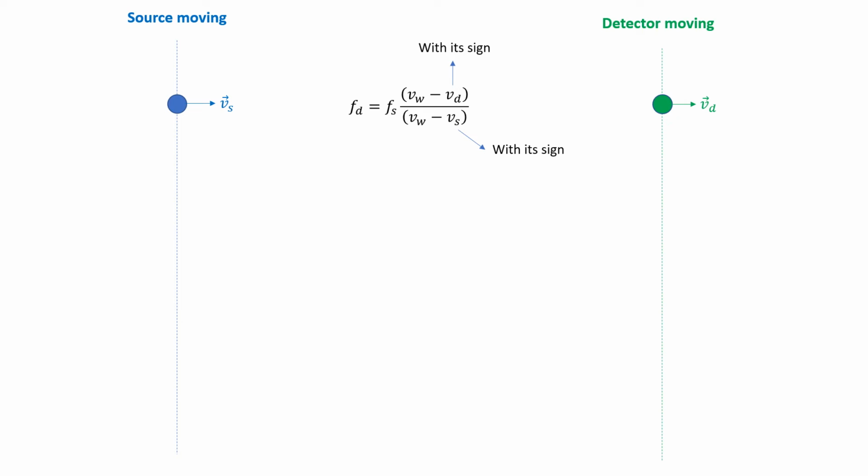So just to summarize again, this is the situation we have if the source is moving and the detector is moving. This is the equation that relates the frequency of the detector to the frequency of the source. The velocity of the detector could be positive or negative, and the velocity of the source could be positive or negative. You have to put each with its sign, and when you do, it gives you the correct change in frequency, depending on whether the source is moving to the right or the left, or the detector is moving to the right or to the left.